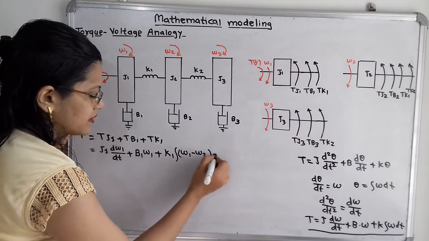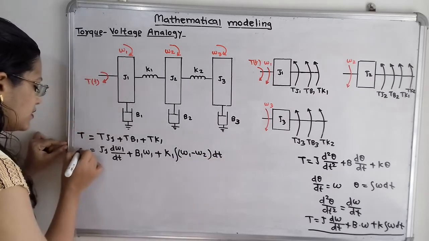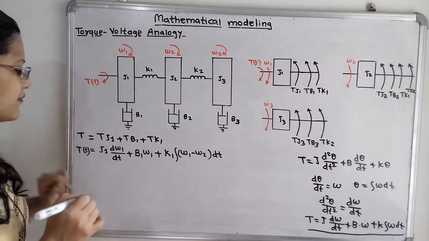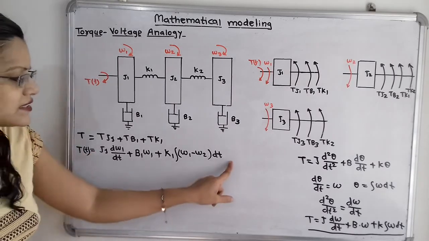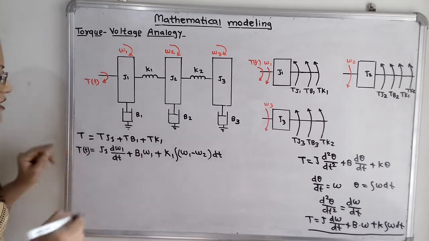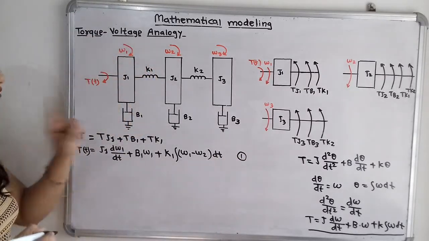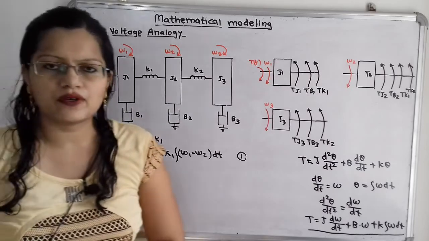Bracket complete dt. And on the left hand side we have to write torque T, and it is the variable with T. So this is the equation, or we can say this is the differential equation, and I will give here the equation number 1. Now we will move for the second free body diagram.